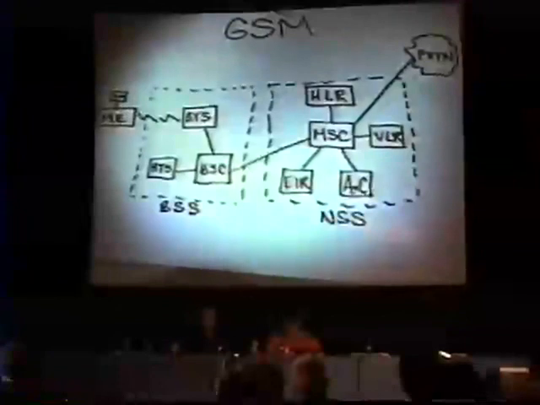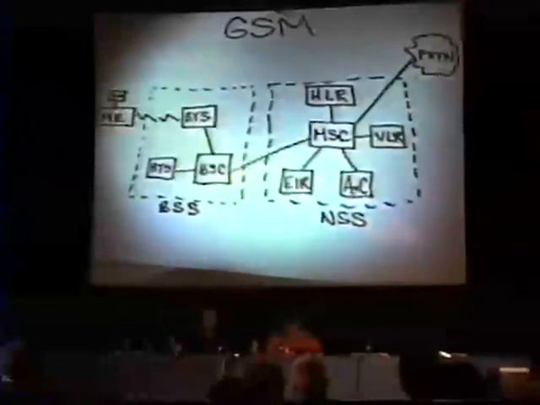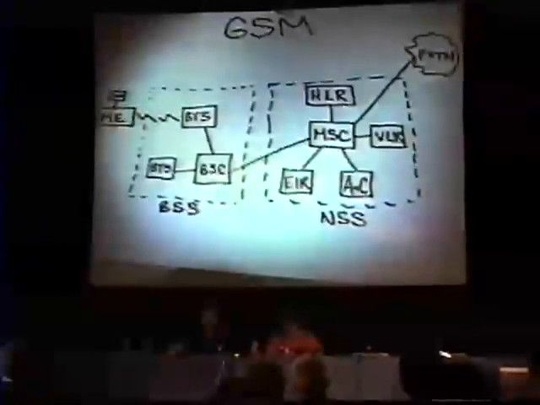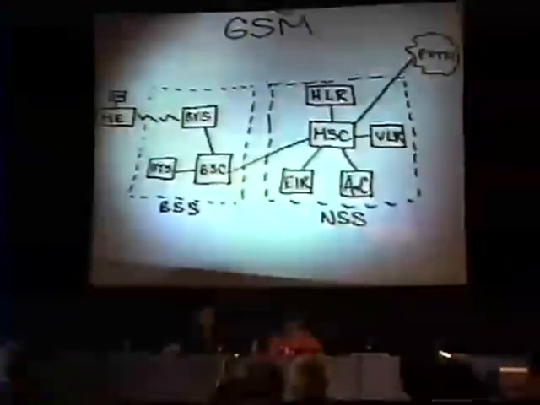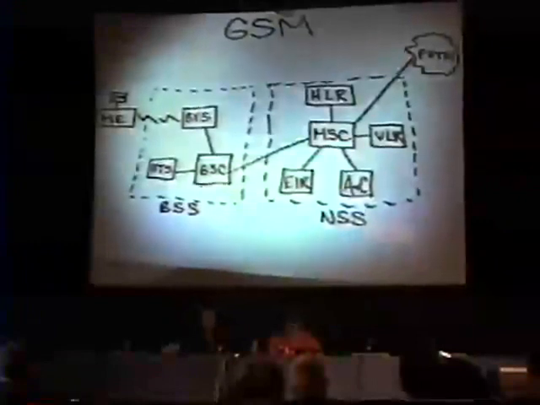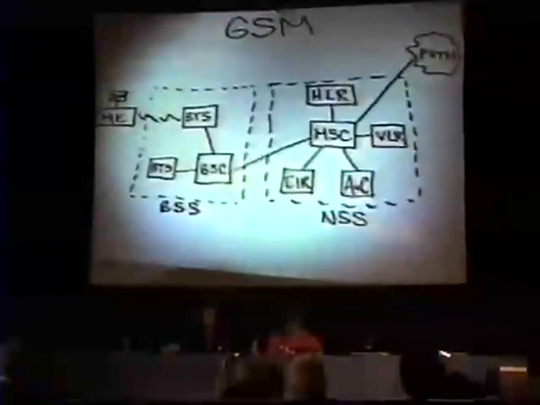After AMPS came DAMPS, which is digital AMPS, and there are actually two flavors of digital AMPS, which I'll get into shortly. And after that came the two dueling standards, CDMA and GSM.